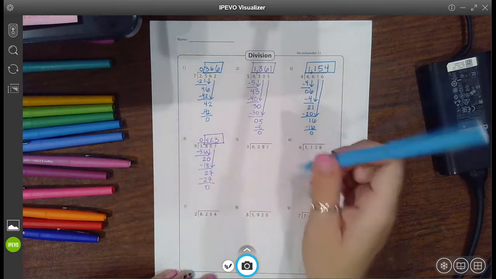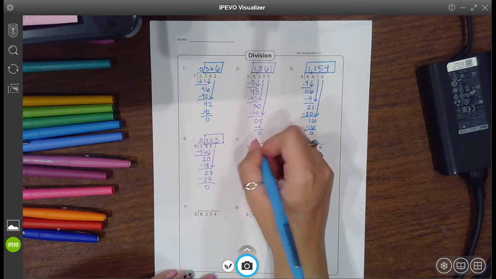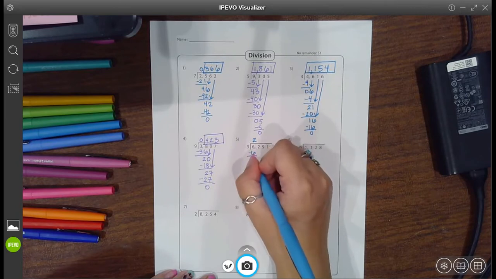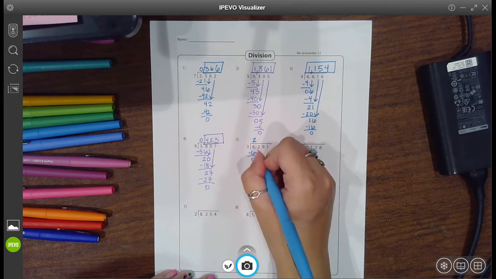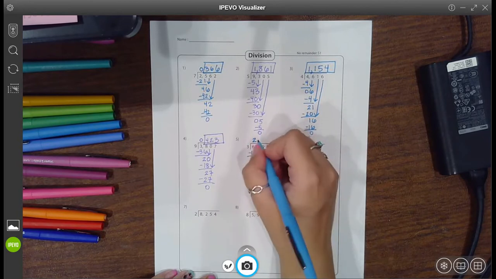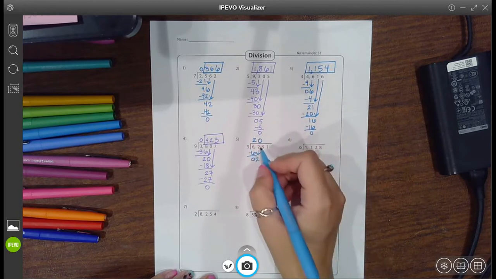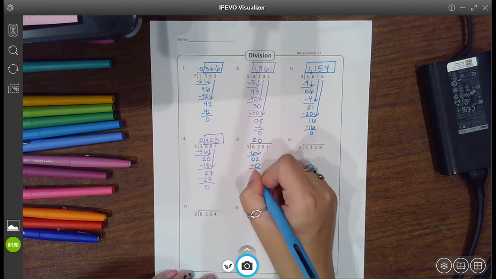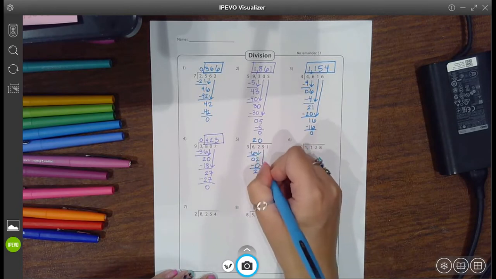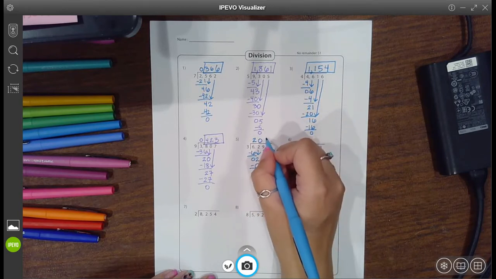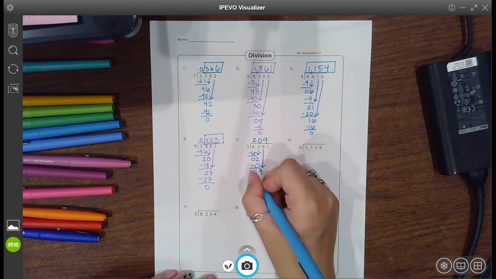Okay, my next one, can 3 go into 6? Yes, 2 times. 2 times 3 is 6. Subtract that, you get 0. Bring down the 2. Can 3 go into 2? No, it can't. So 3 times 0 is 0. Subtract that, you get 2. Now I can bring down my next number. And 3 goes into 29 9 times, because 3 times 9 is 27.